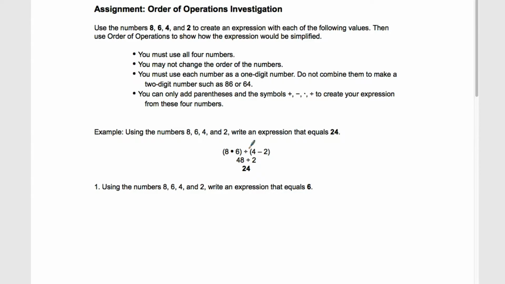If we use 8, 6, 4, and 2, and we can even just keep writing those, 8, 6, 4, and 2, because we know it's going to be in that exact same order. If we put this in parentheses here with a times, then we have 8 times 6 is 48. And here, 4 minus 2 is 2. 48 divided by 2 is 24. And that's the number it's trying to get at the end.